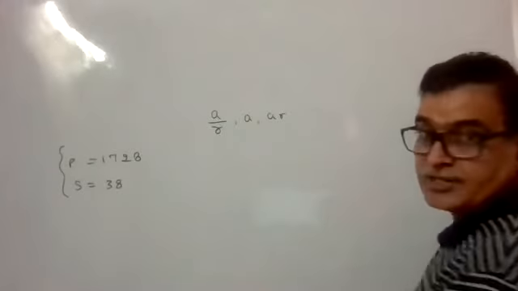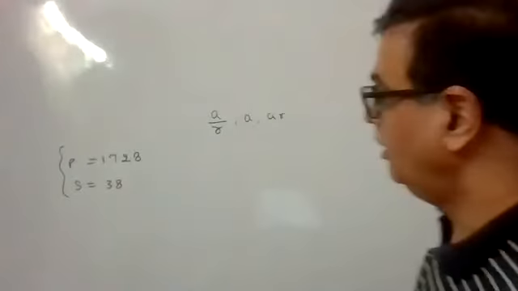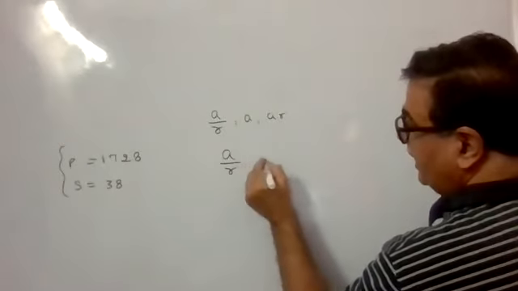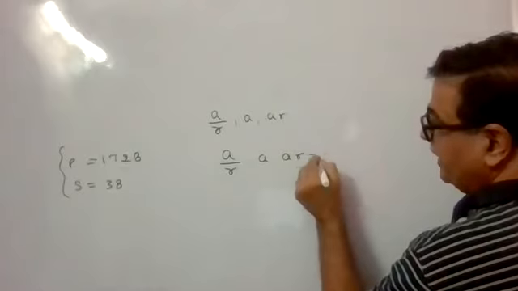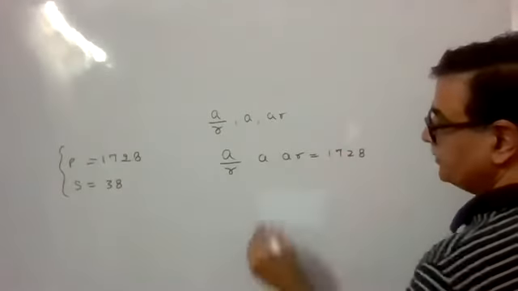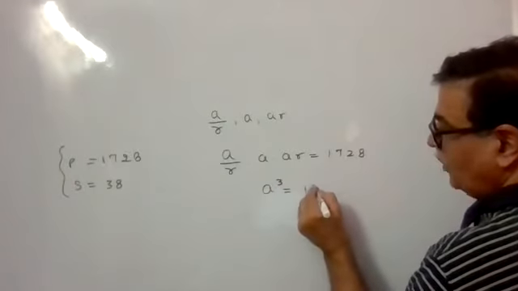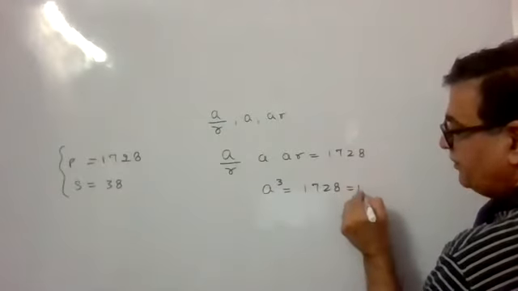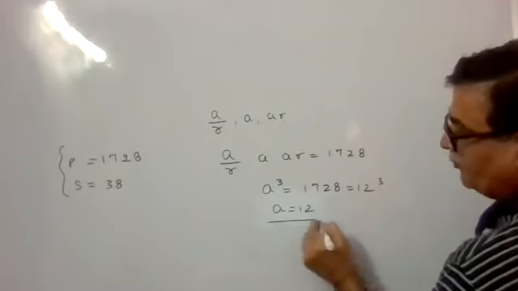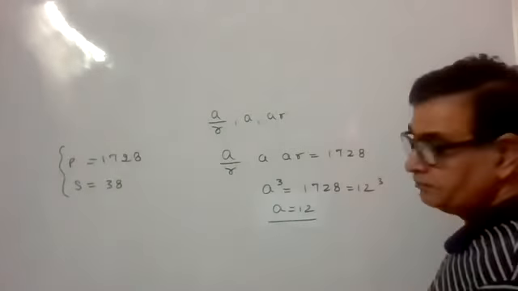Product is given. The product of A by R, A, and AR comes out to be 1728. Now when you solve it, A cube will be 1728, which is 12 cube. So clearly A is coming 12.